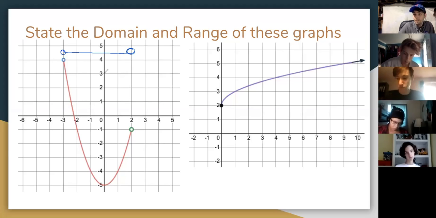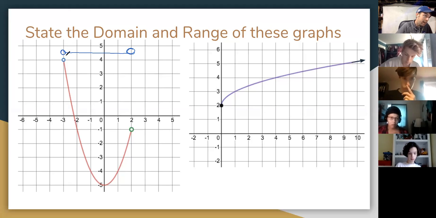So for me, I'm seeing my domain this way. This is the farthest left my graph is, the smallest x value that it takes on right here. Open circle because we're not including it, but it goes all the way up to it, so -3. And then 2 is the farthest right, the highest x value that it goes. Again, not including it because of the open circle. So that should be from -3 to 2.